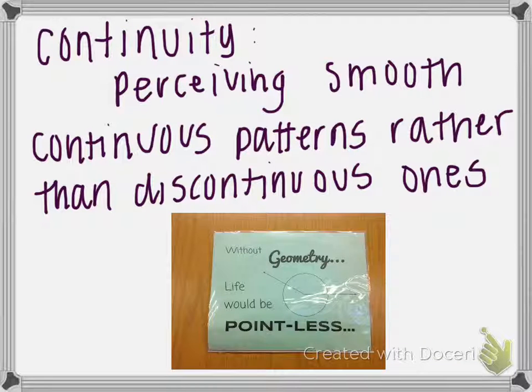This poster explains continuity because we don't look at this drawing as 2 different pie slices cut by a line, but we look at it as a full circle with an obtuse angle going through it.